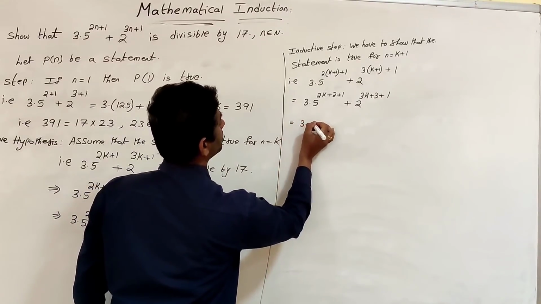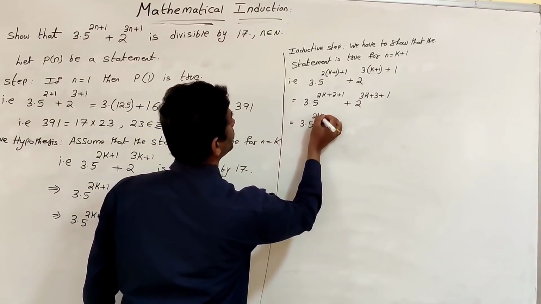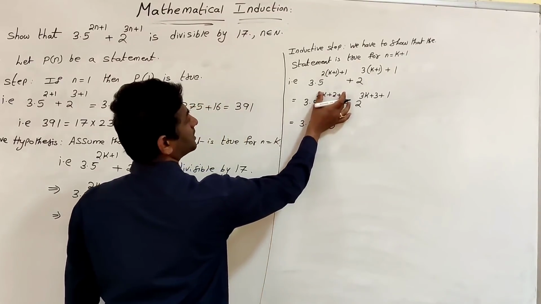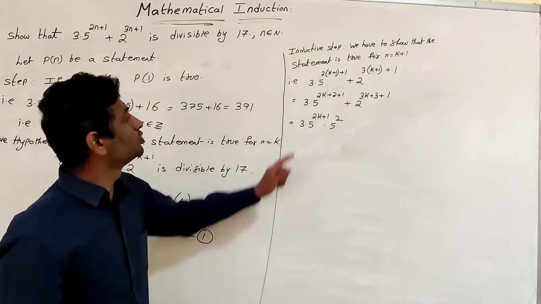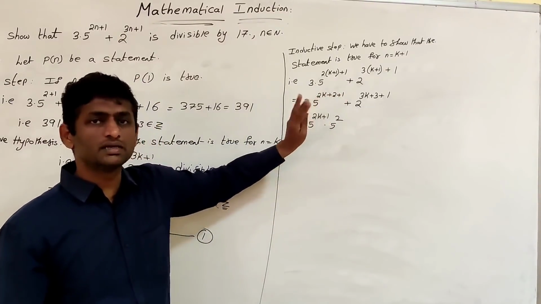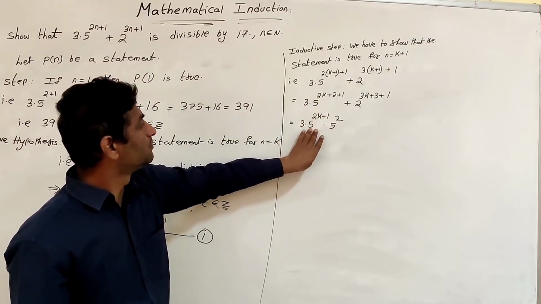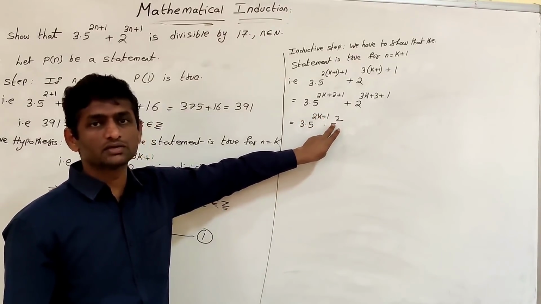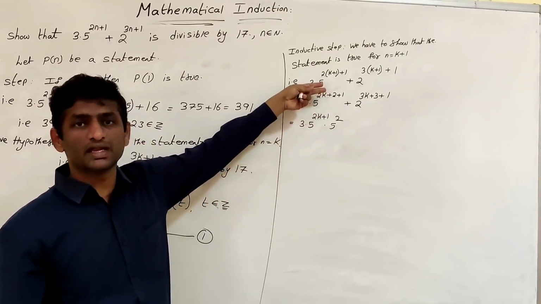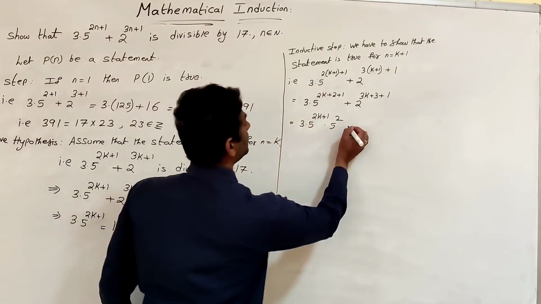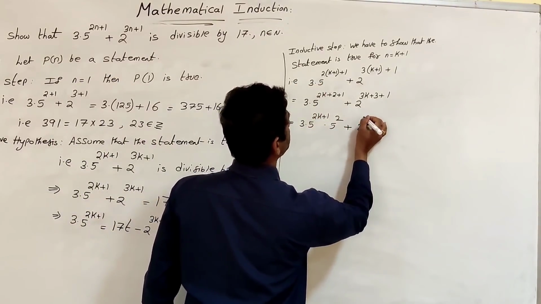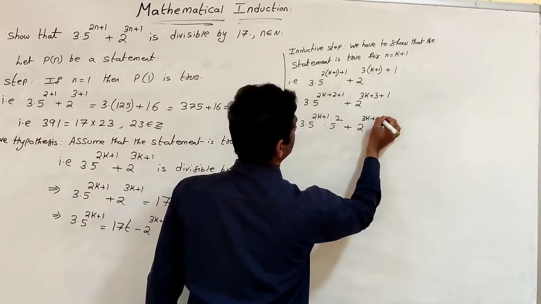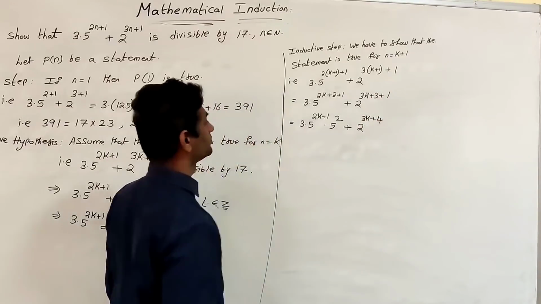So 3 into 5 to the power of 2k plus 1 into 5 square. As the power is 2k plus 2 plus 1, we can separate it, and by using the expansion, 5 to the power of 2k plus 3 can be split as 5 to the power of 2k plus 1 into 5 square. If bases are same, powers will be added. Similarly 2 to the power of 3k plus 4, we can write 3 plus 1 is 4.